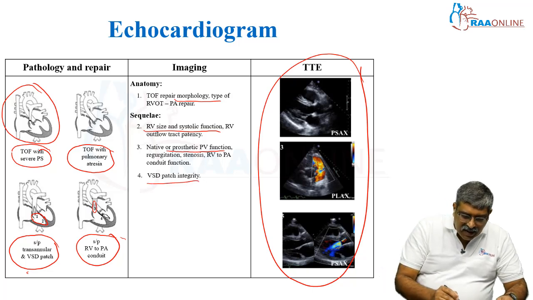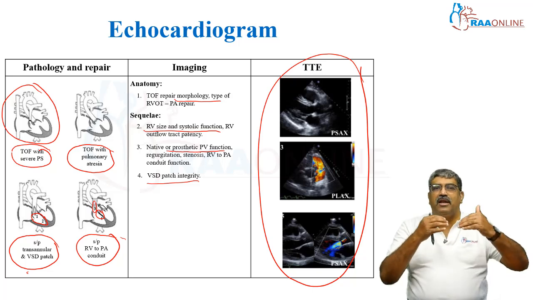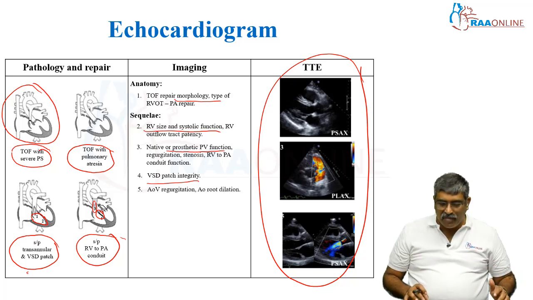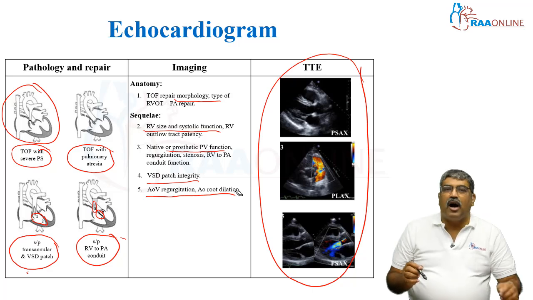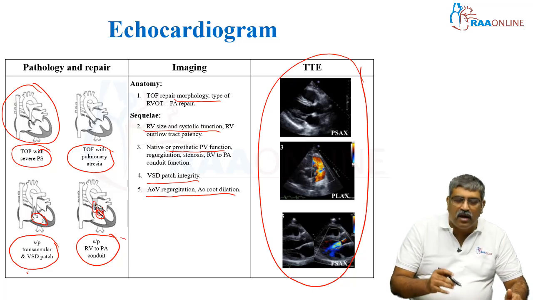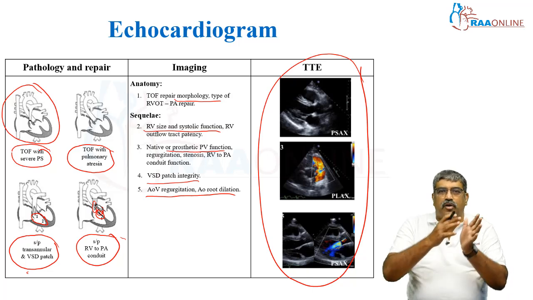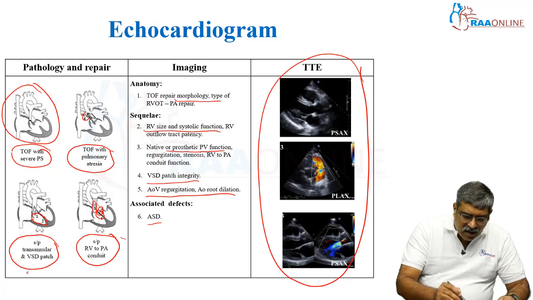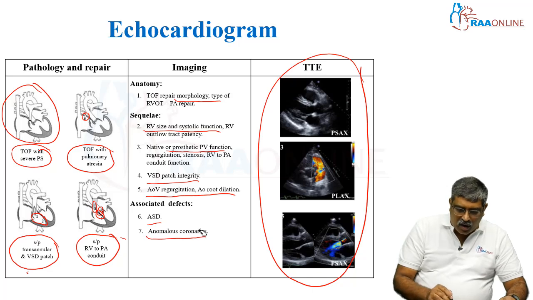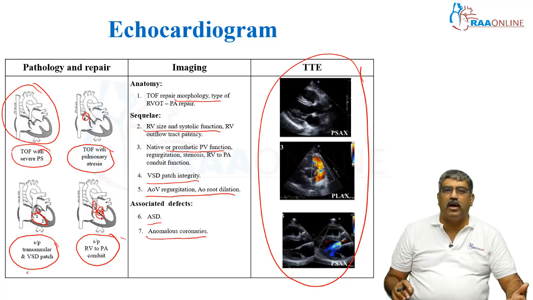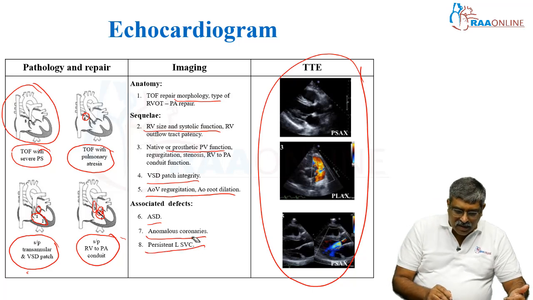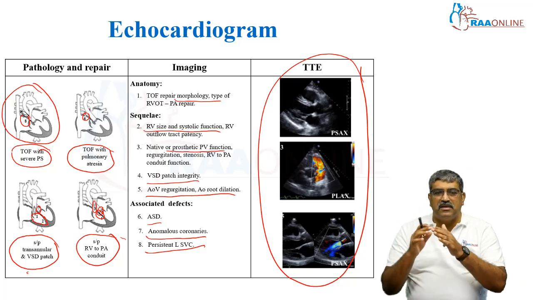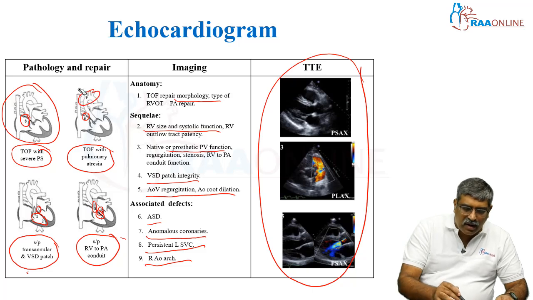The fourth point is the integrity of the VSD patch, whether any residual leakage between the right ventricle and the left ventricle is there or whether the patch has given way. Next is the aortic valve regurgitation, whether the aortic valve is functioning normally or the root is dilated. You look for associated defects like any ASD, anomalous coronary, whether the coronary anatomy is okay, persistent left superior vena cava, whether LSVC is there, and also look at the aortic arch.